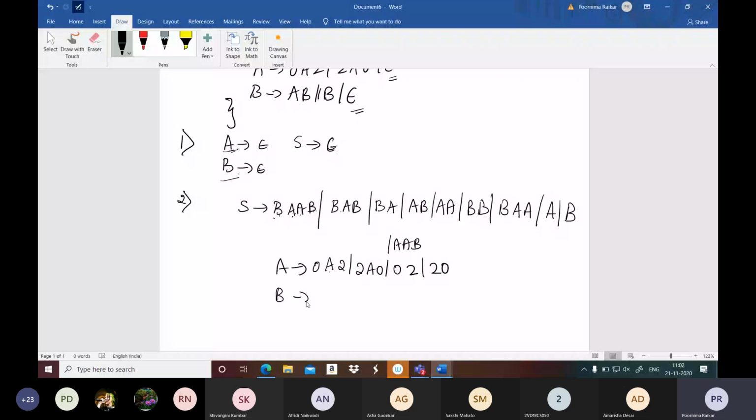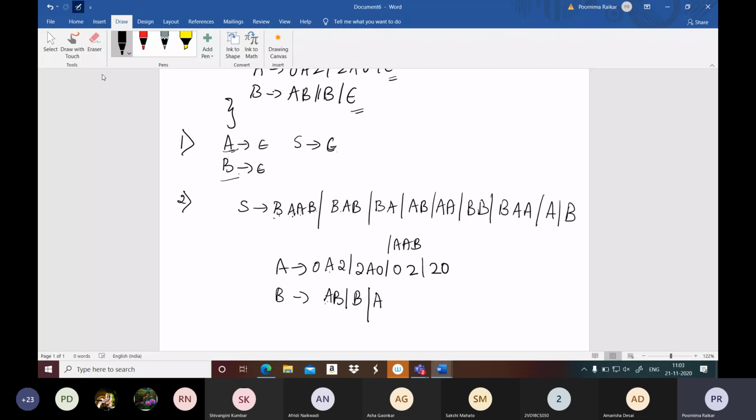Next for B. For B, it is with what? A, B, B. So with this, again I can substitute for 1A, I'll get B only. If I substitute for A, I'll get B. B is already there, so I'll keep only one. Next I can have B epsilon, I'll get A. So these are the rules I got after eliminating my epsilon productions.